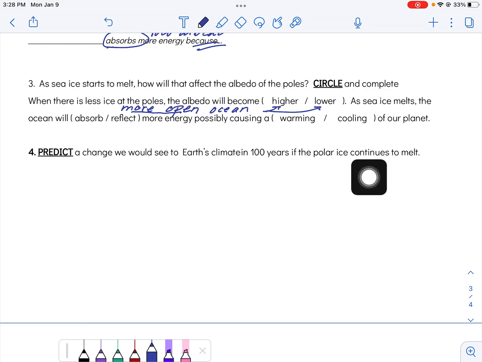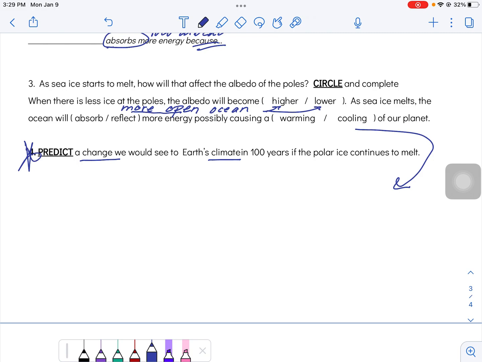And if that continues, if that polar ice keeps melting, so if we take this for the next 100 years, what kind of change in both energy and climate might we see in the next 100 years? Again, this is a predict. So what are you thinking?